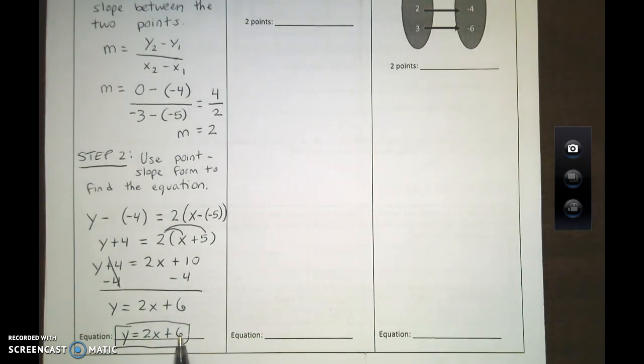plus 6 is 0. So now I want you to try a couple problems finding the equation when you're just given 2 points. The only extra step here that we've added is you have to find the slope to begin with. Good luck.